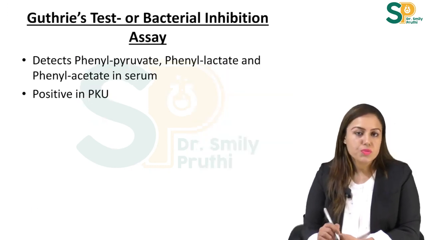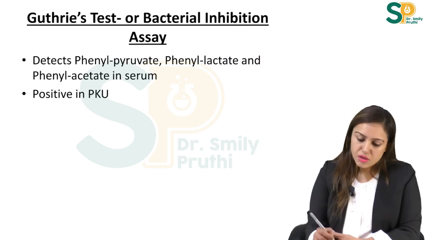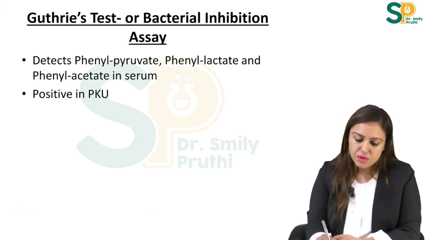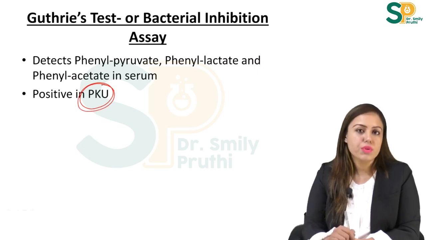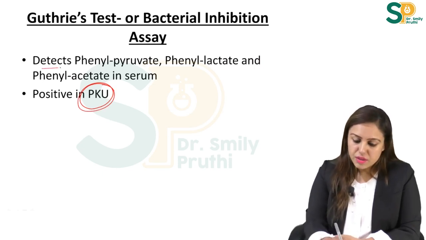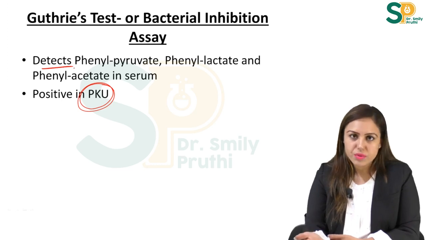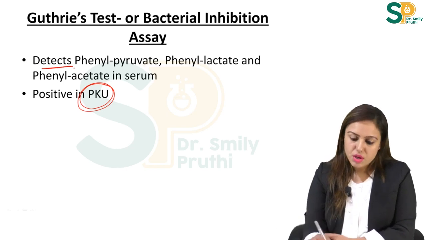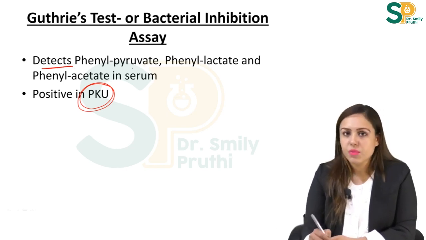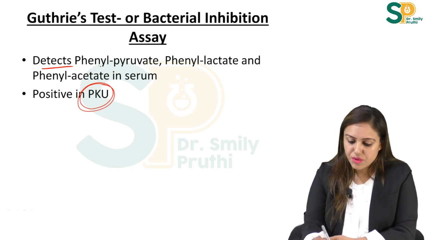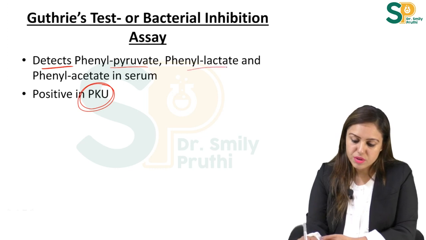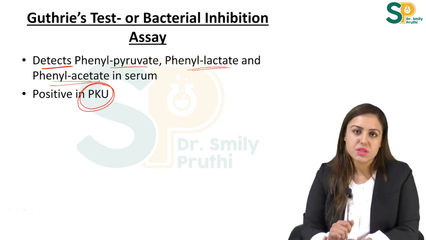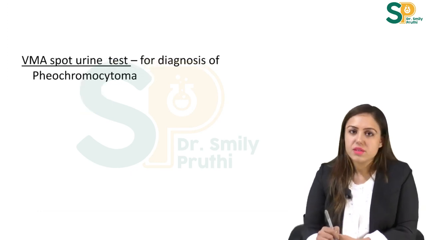Next, coming to Guthrie's bacterial inhibition assay, which was done earlier for the screening of phenylketonuria patients. This test is done in blood or serum. It will detect all the phenylalanine metabolites, that is phenyl pyruvate, phenyl lactate and phenyl acetate in serum.